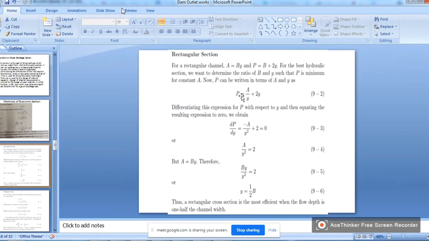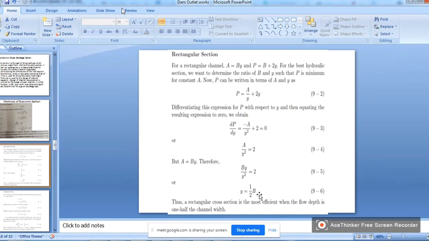Now the perimeter should be minimum, so differentiate the perimeter with respect to Y, and you will get the equation Y is equal to half B. For an economical section, if your channel is rectangular in shape, the width should be equal to twice the depth of the water. Or you can say the depth of water should be half of the width of the canal for an economical section.